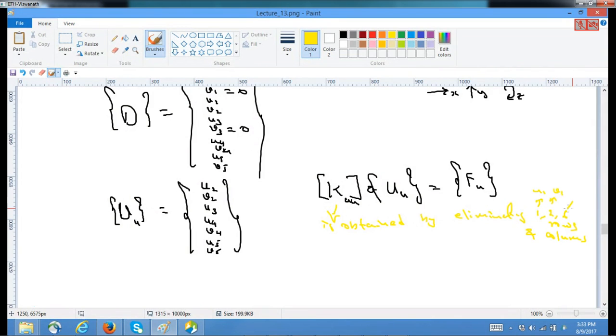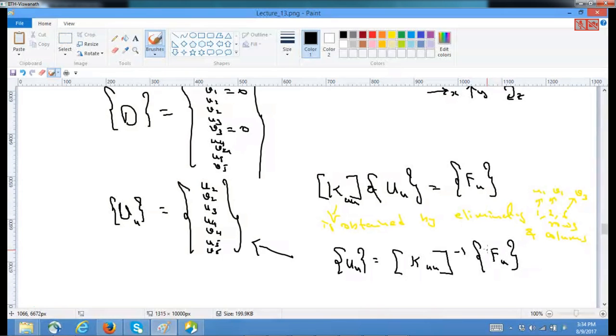So once you get this, then you obtain U3, U4, V4, U5, V5 as the inverse of KUU times the force FU. We already showed what FU is. We know KUU now. If you invert it and do this multiplication, you'll end up with the degrees of freedom. So in this manner, you'll obtain this thing.